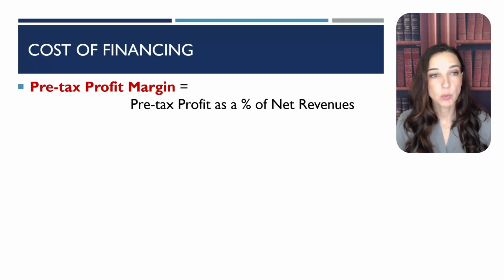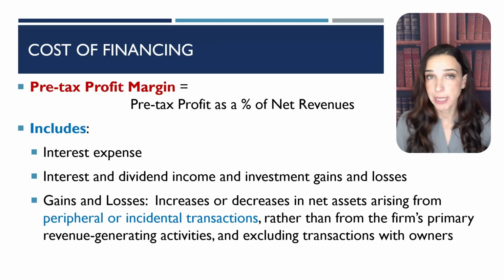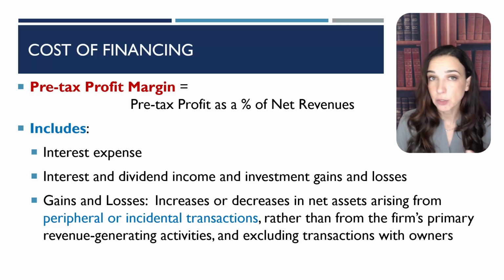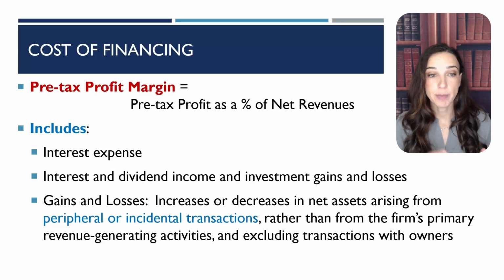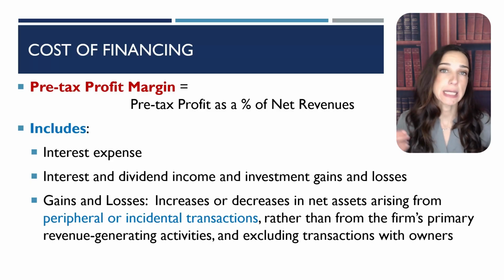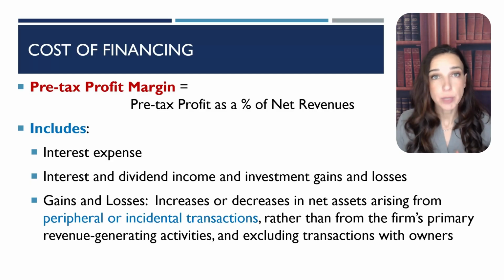The next subtotal will be the pre-tax profit margin, which is again, pre-tax income as a percentage of sales, and that will include our financing items. So first and foremost, it will include the interest expense. Sometimes companies actually have profit-increasing financing items. So they may have interest and dividend income because they've made investment in government bonds, in corporate bonds, in equity securities. We don't want to include that in operating activities unless you're a financial firm.